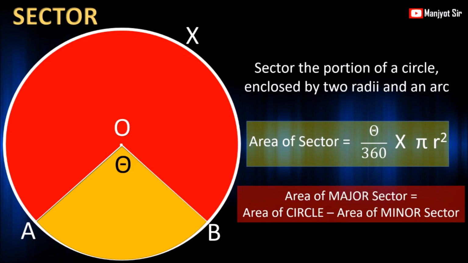In exam, remember whenever in a question they ask you to find the area of sector, always use the area of minor sector, that is theta upon 360 into pi r square. Unless and until they mention find the area of major sector, don't use the formula for major sector. If they ask for major sector, only then use the area of major sector, or else just use the area of minor sector, that is theta upon 360 into pi r square.